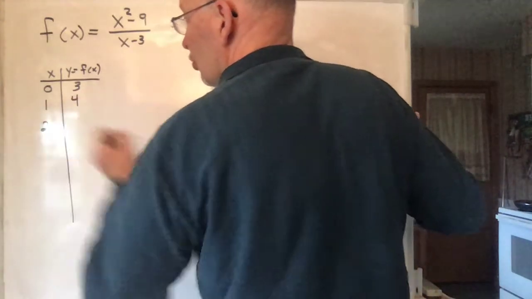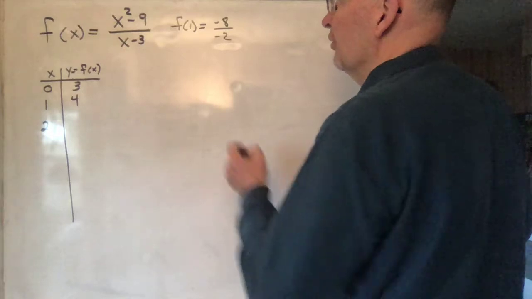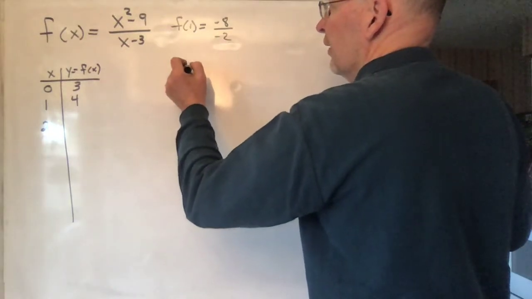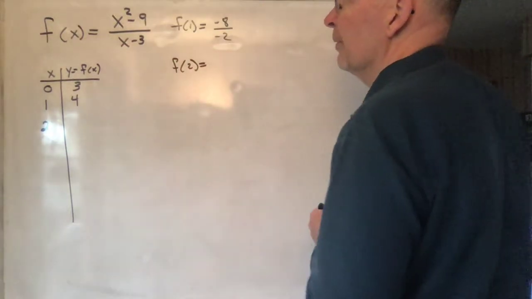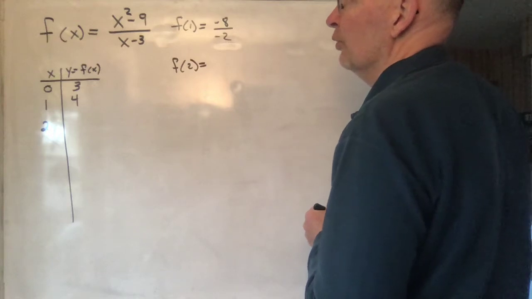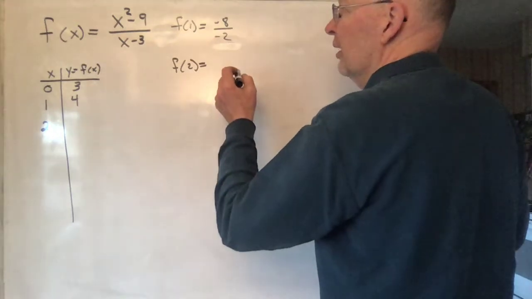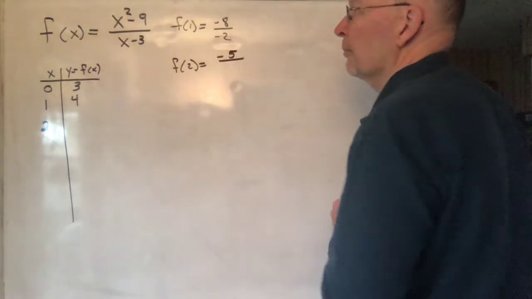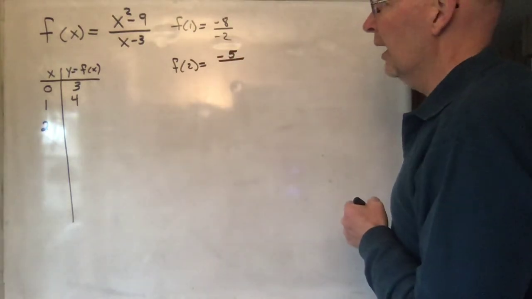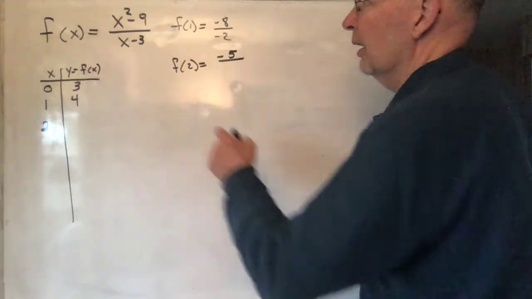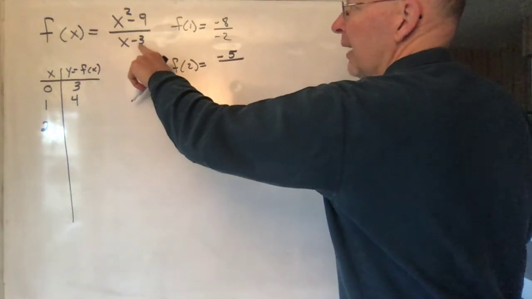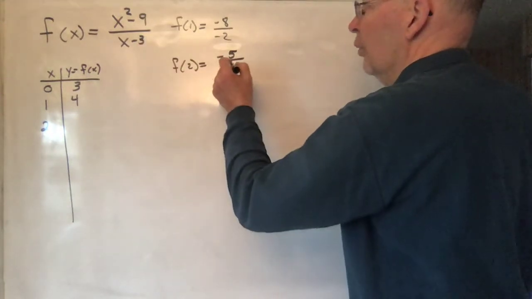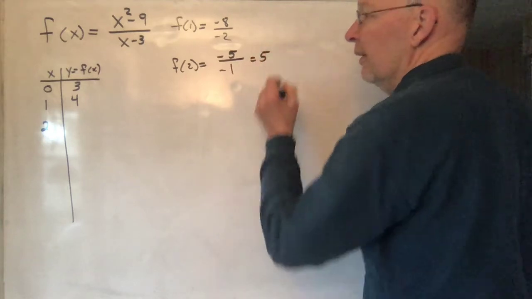And you put in 2. And you're going to get what? F of 2 happens to be equal to what? 2 squared is 4. 4 minus 9 is negative 5. And 2 minus 3 is a negative 1. So that's going to give you 5.